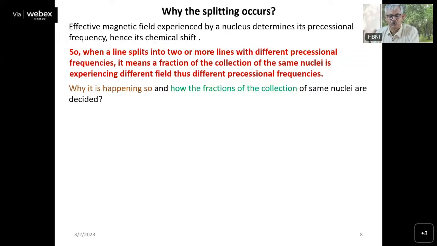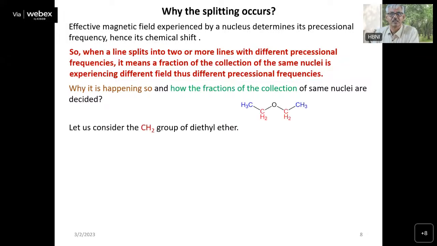So why is it happening so? First thing is why it is happening, and then how this fraction of the collection of the same nuclei is decided. Okay, we are telling now 1:1, 1:2:1, 1:3:3:1, like that. How is it decided?